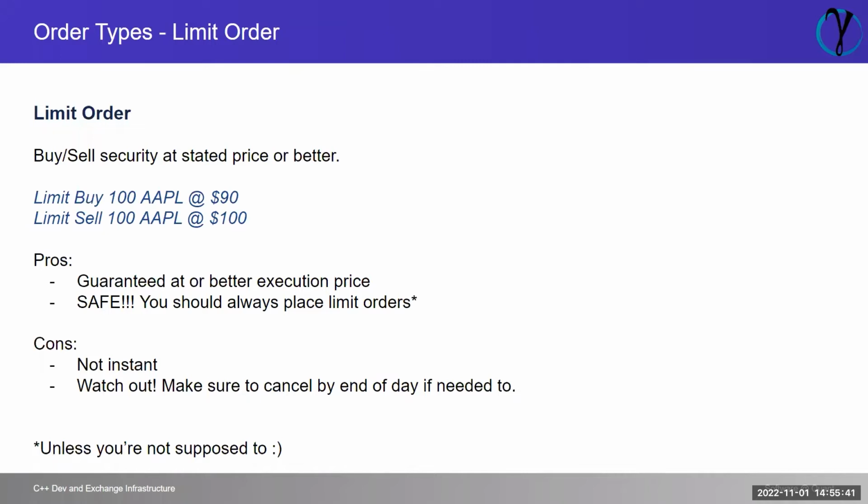Now let's look at the sell side. Limit sell 100 Apple at $100. If no one is willing to buy Apple for less, say the best bid is 101, then you'll actually trade and sell Apple at 101. So as you can tell, limit orders are the best because they're guaranteed to get an at-or-better execution price.